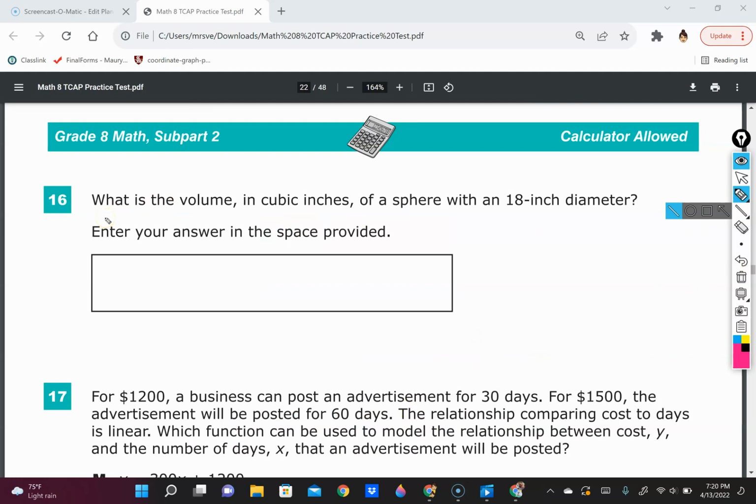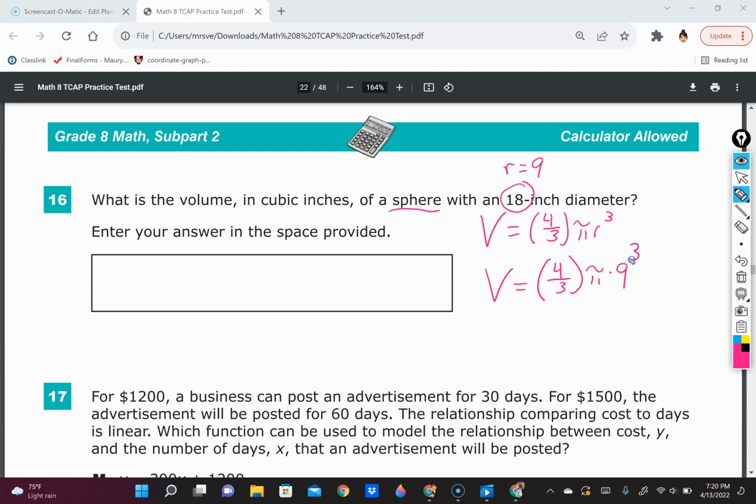What is the volume in cubic inches of a sphere that is 18 inches in diameter? So here's another formula that we have to get memorized for the sphere. Volume is 4/3 pi r cubed. They want the radius, not the diameter. So the radius is half of your diameter, which is 9. Plug it into your formula, 4/3 times pi times 9 to the 3rd power.